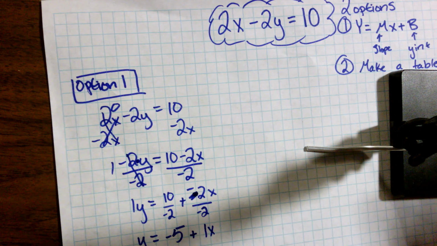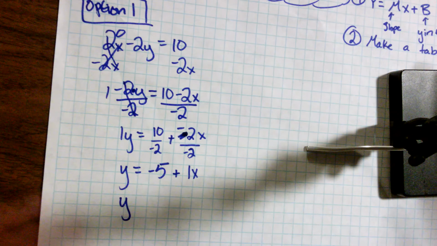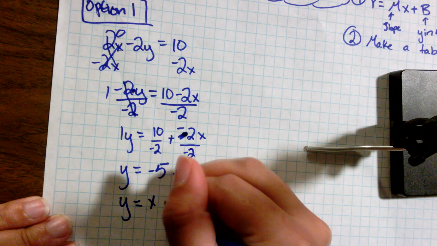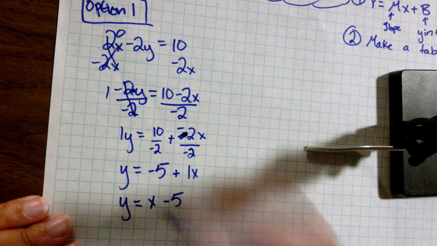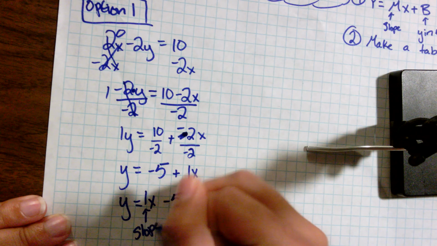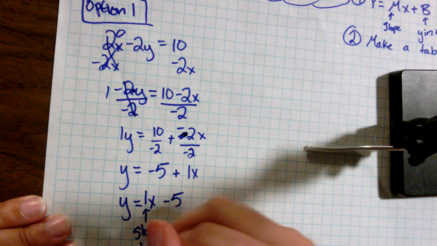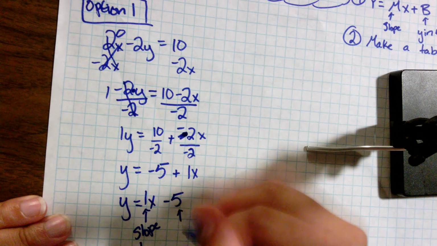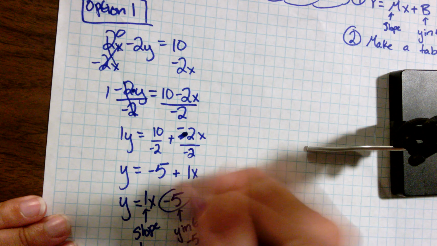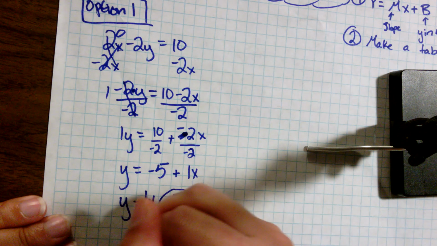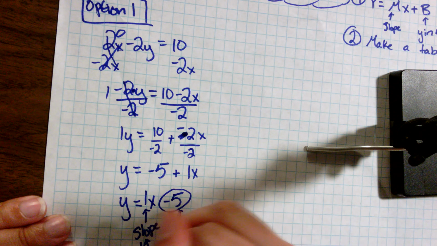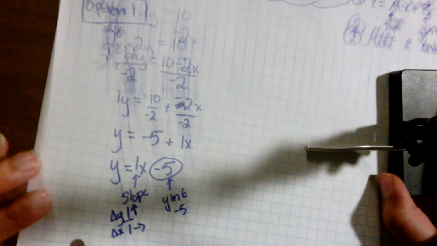Last step, I want that x in front. So all I'm going to do is say y equals, I'm going to move x to the front, 1x minus 5. So now I just need to identify my slope. Well, my slope is the number multiplied by x, so my slope is 1 over 1, and my y-intercept is negative 5. So this says to go up 1 and right 1 from my y-intercept of negative 5 to make my graph.